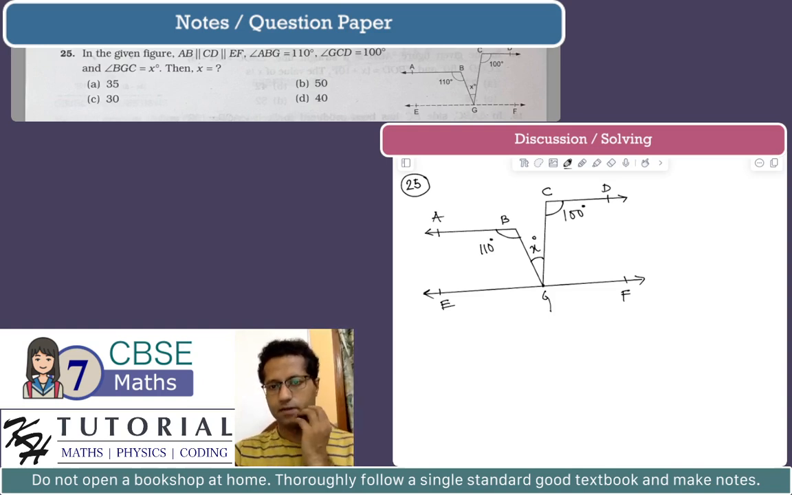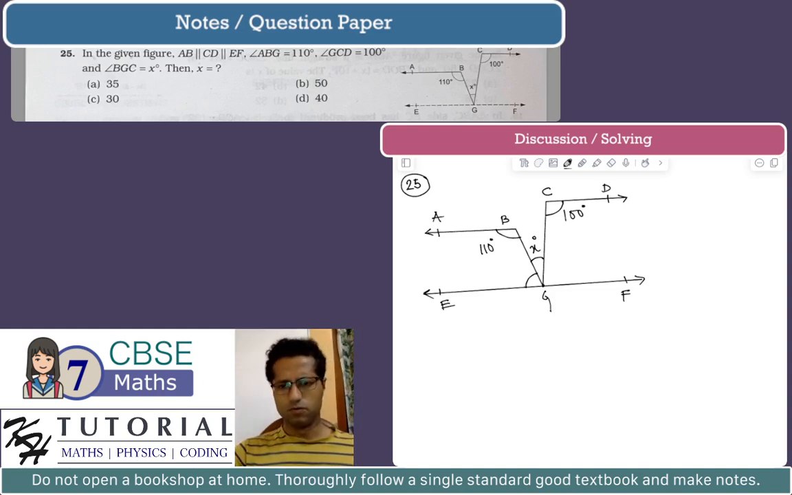We have 110 degree, 100 degree. How do we utilize 110 degree? What we are having? AB is parallel to EF. Definitely BG will be a transversal to AB and EF, and 110 degree is one of the co-interior angles. So this 110 degree is a co-interior angle, and it will form another co-interior angle. So this angle BGE and 110 degree are co-interior angles, and the sum should be equal to 180 degree.